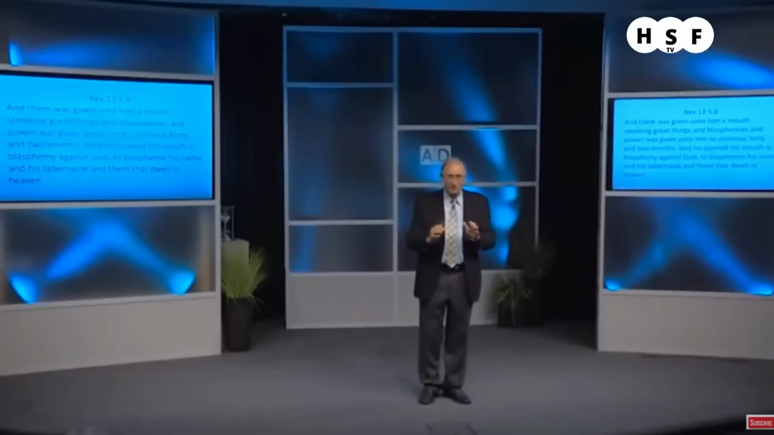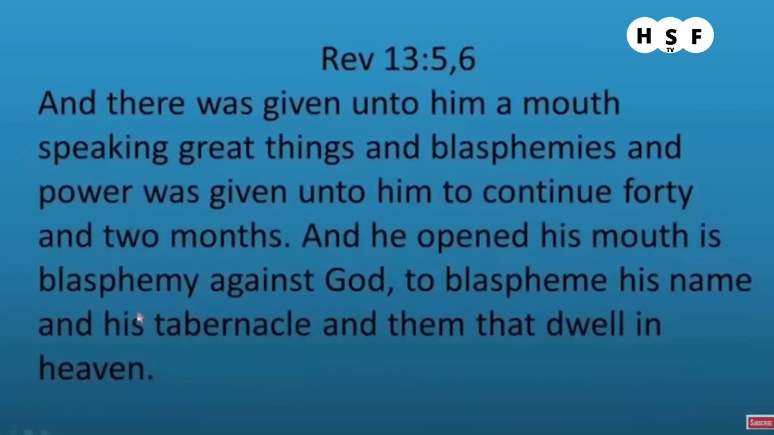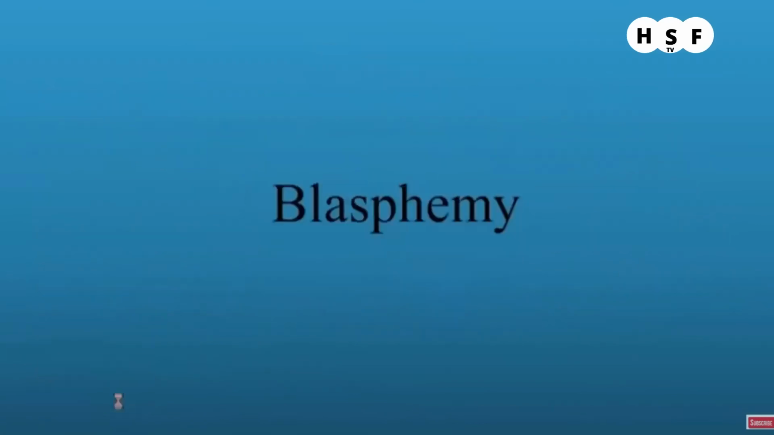So it's the same attributes. He's blasphemous. He has the same time period. And he opened his mouth in blasphemy against God to blaspheme his name and his tabernacle and them that dwell in heaven. So what is blasphemy? We need to make sure again, as we did when we looked at the little horn.